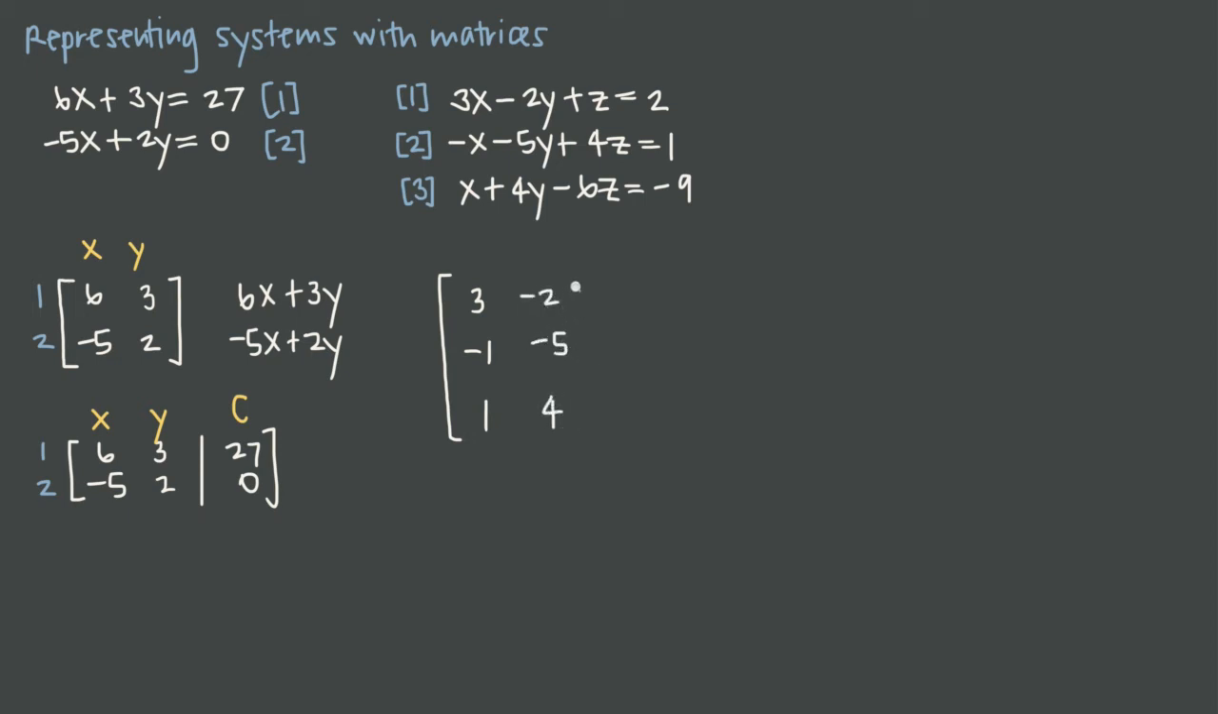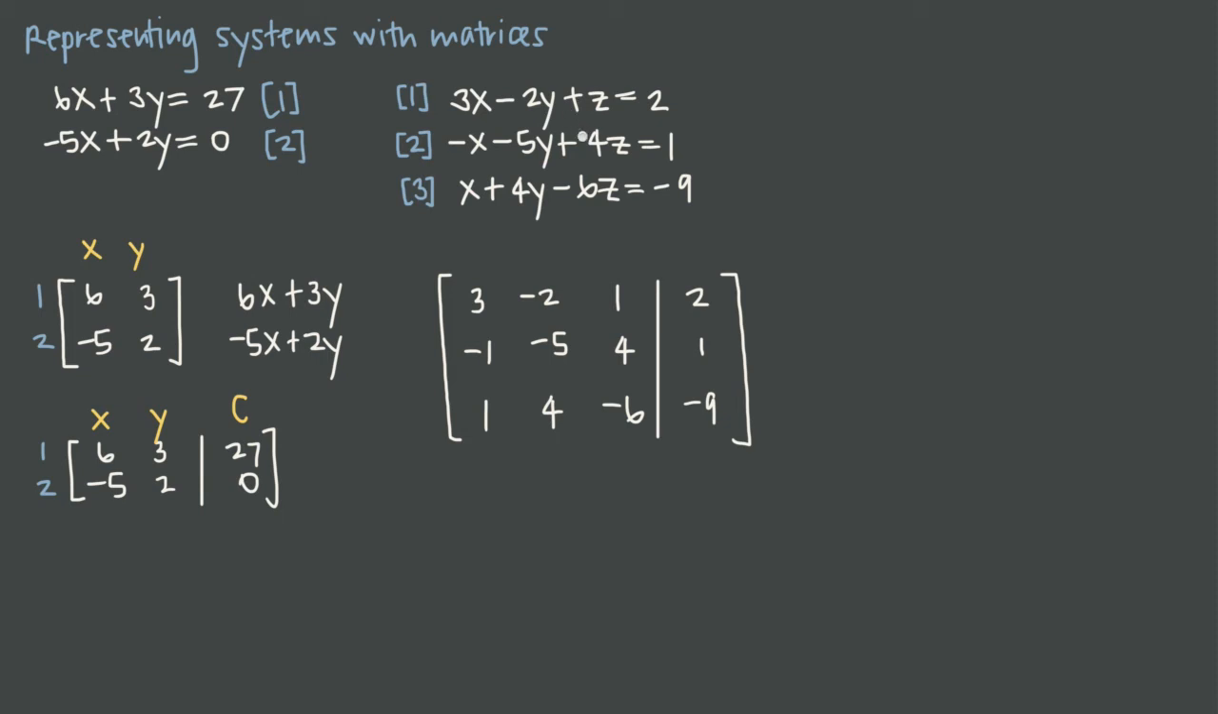Notice how I'm always including the sign of the coefficients and the constants, whether it's negative or positive. On z, we have +1, 4, and -6. And then we'll augment that with the constants 2, 1, and -9, and then close off our augmented matrix. And this matrix now represents this linear system.